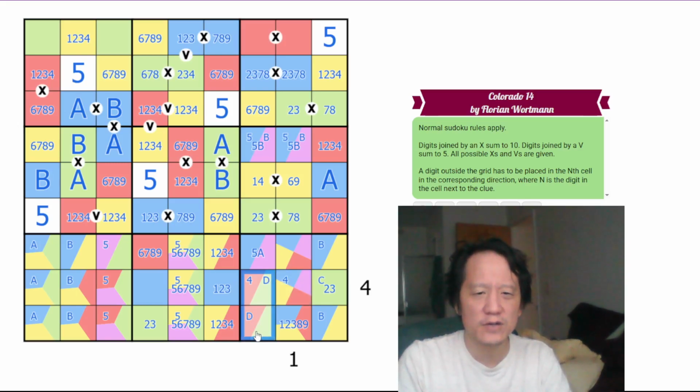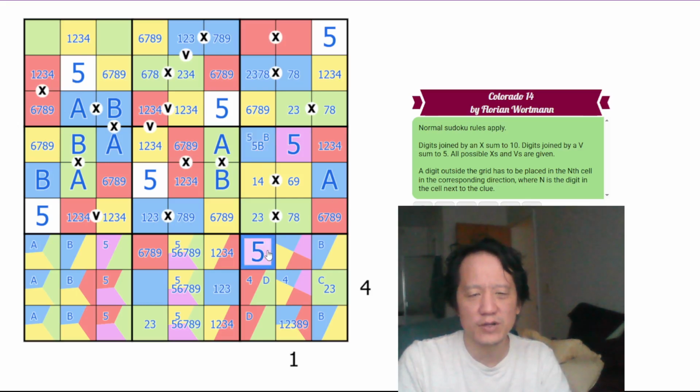This has to be the other green. 4 is one of these two. That means this cannot be blue, because this can't be 2, 3 because that would be a V between there. This can't be blue because that's the other one. So this is 5, which means this is 5.